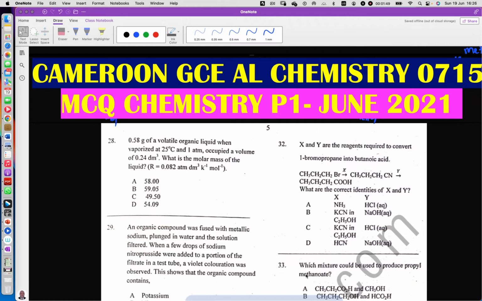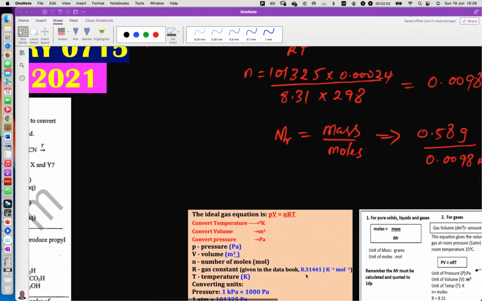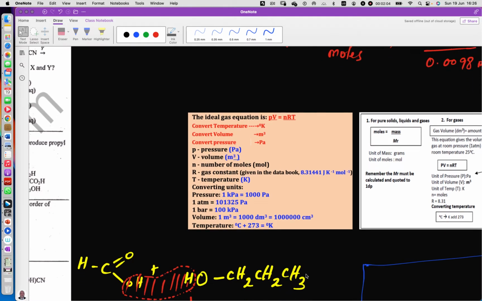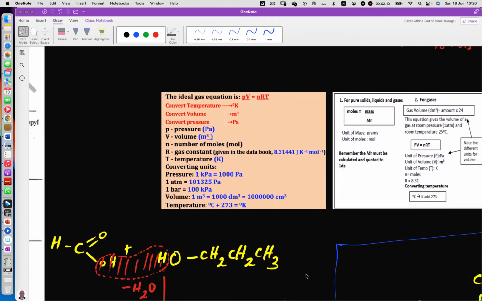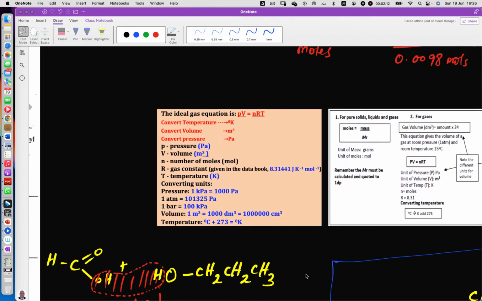Now, what you do with this type of question is that there are two methods. Either you do the conversion or you use the value and convert only a few of them. For instance, you have to use the ideal gas equation, which is PV equals nRT. And here, the conversion you are going to do is you have to convert the temperature to Kelvin, convert the volume to m cube, and convert the pressure to Pascal, and also convert the gas constant.